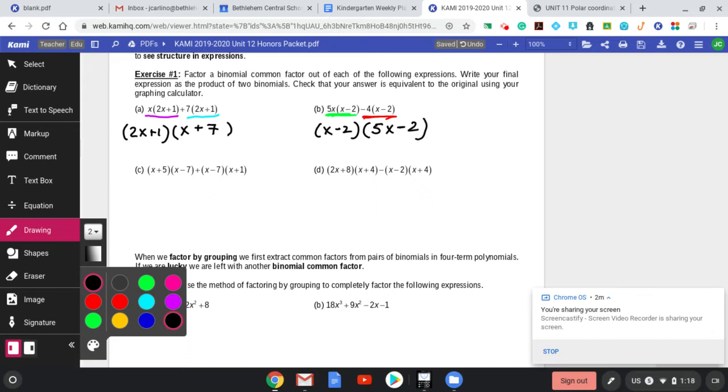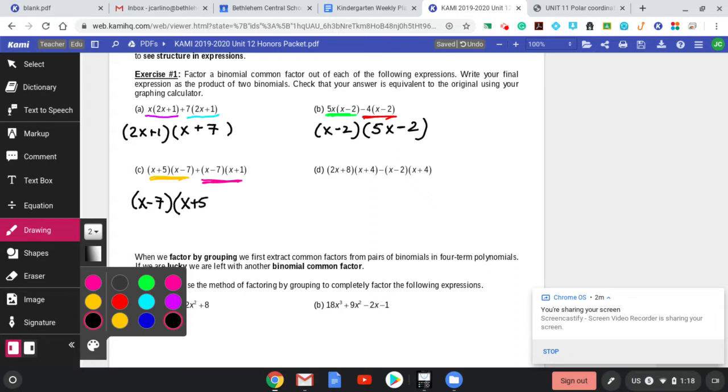Okay, let's keep doing this. First term, second term. Ready? What's in common? I see an x minus 7 in common. Now take our time here. What was left over from the first yellow term? That was x plus 5.